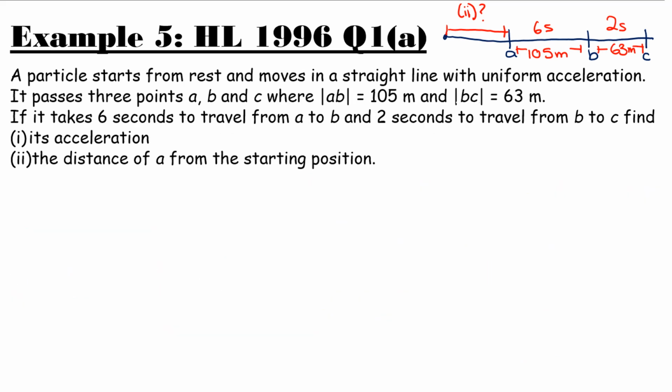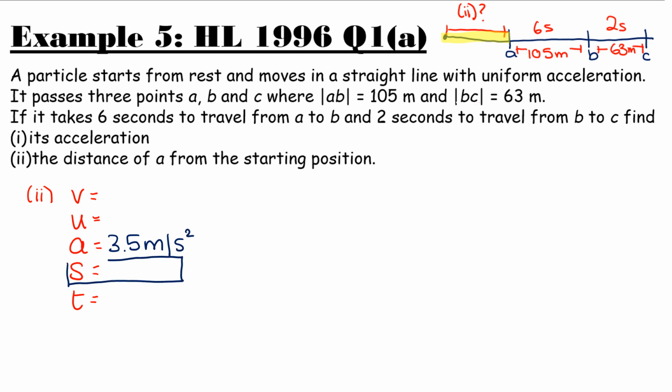So just giving us a bit more space to work for part 2, we're looking at the section here at the start. So this part here. If we set up our VUAST again, let's think about what information we have. Because there's the same uniform acceleration throughout, we've just worked that that's 3.5 meters per second squared. We're trying to get the distance. So we're thinking of this from the start to point A. Okay, so that's the section that we're dealing with.